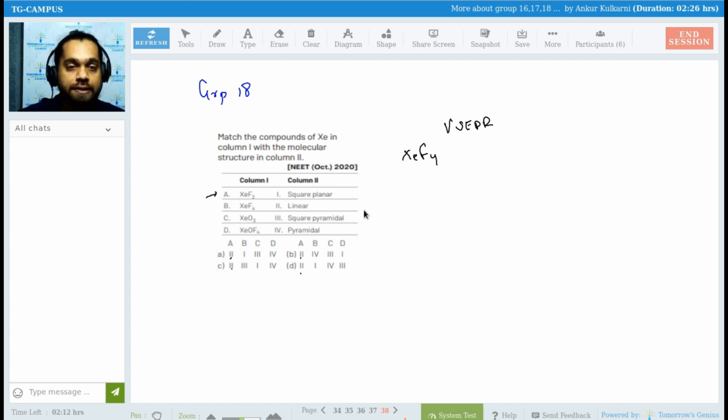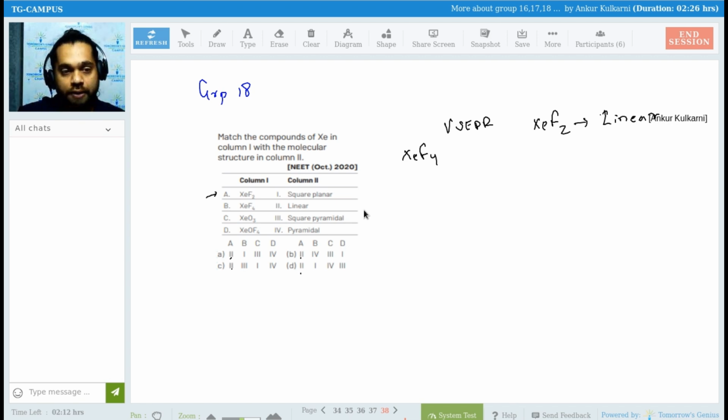Chalo. Try this. Now Sasidharan, do not try the first one, XeF2, because in all the options it is given. You do not have to solve it. So XeF2 is linear, we know. So according to VSEPR, Sasidharan, come on, tell me XeF4. If you solve XeF4, you may get answers. XeF2 is linear.